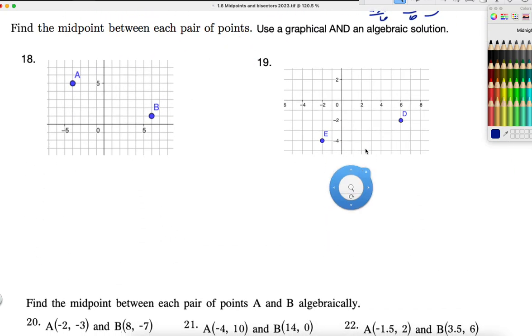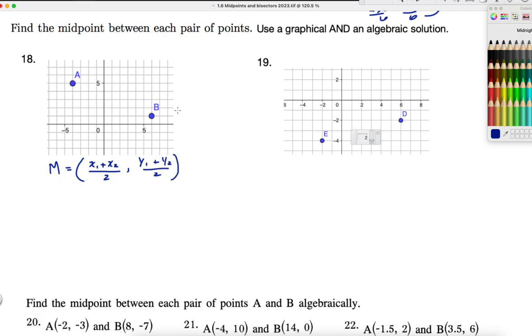Find the midpoint between each pair of points. Okay, so we know that the midpoint formula tells us to take the average of the x values, the x coordinates. So that means we add both values and divide by 2. That's how we find the average or a mean. And we take the average of the y values. Okay, that's how we find the point in the middle.